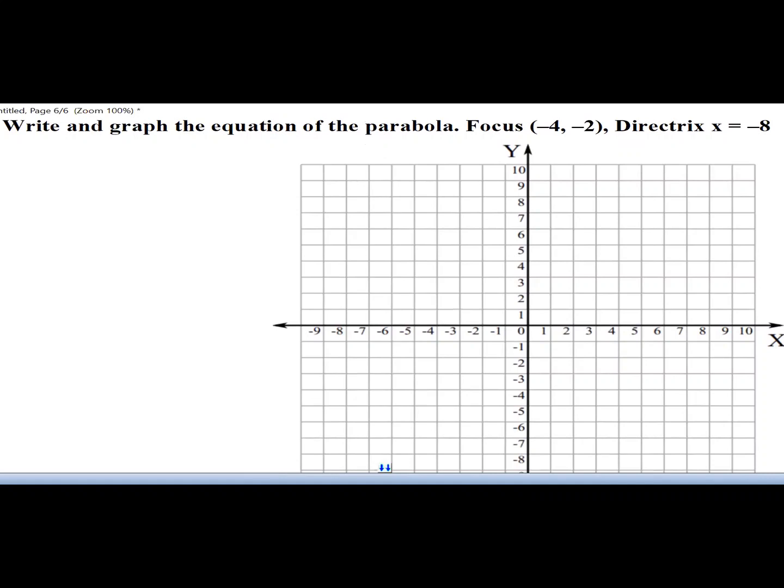But before we graph the parabola, we need at least to get 2 more points aside from the vertex. So our directrix is x equals -8, which is over here, and a straight line is going through there.